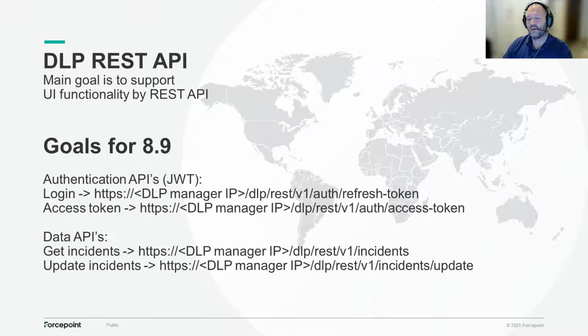Okay, so in the 8.9 release, we are going to introduce two key APIs. The first is the Incident Management API that will allow customers to pull incident data directly from the FSM. This will allow the customers to pull incident data and perform different operations on those incidents. For example, push the incident data into data lakes and then run analytics over those incidents.